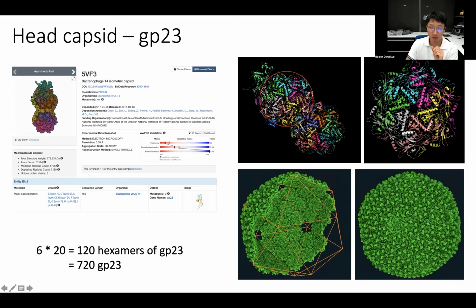We don't use this complex, even if it is the T4 isometric capsid, directly, because it lacks GP20, but it already forms an icosahedron. So there is no space for GP20 to fit in. But we will use the orientations of various proteins inside this complex as a reference when we build the capsid.